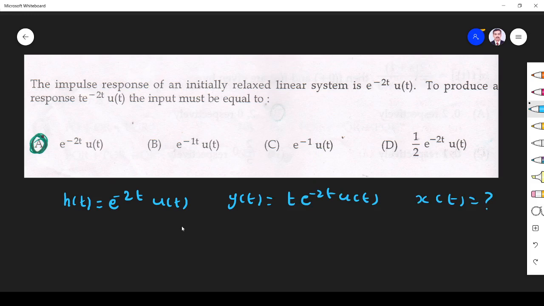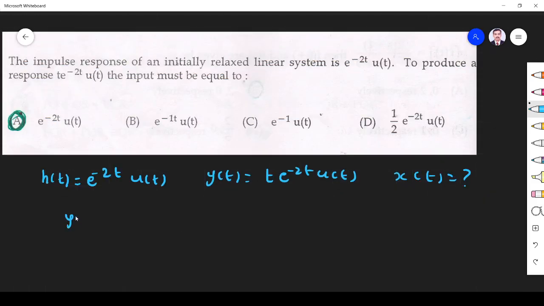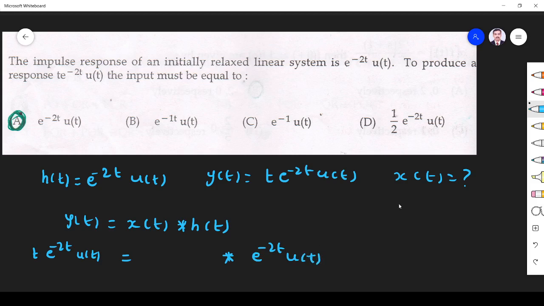So when the output and impulse response are given, the relation is y of t equal to x of t star h of t. Here what they have given? Y of t is t into e power minus 2t u of t. X of t they ask, star h of t they have given e power minus 2t u of t. So I have given a shortcut to find the convolution between two signals. You can see my video on that. We know e power minus at u of t star e power minus at u of t is equal to t into e power minus at u of t.